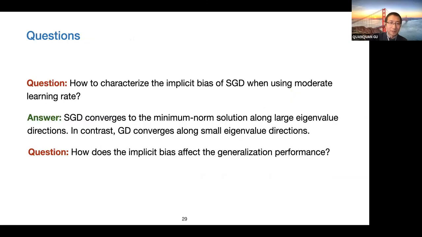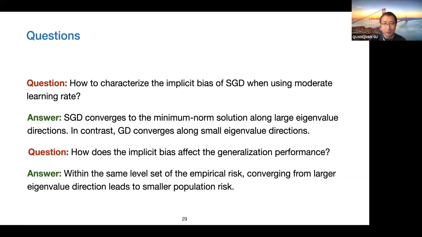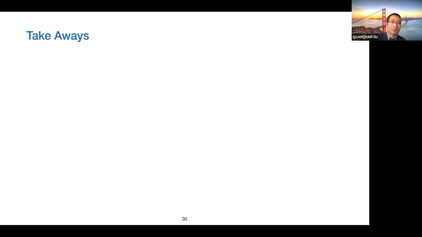Okay, so now we have answered the second question. With the same level set of empirical risk, converging along the larger eigenvalue direction will lead to a smaller population risk. Okay, so let me wrap up the talk very quickly.